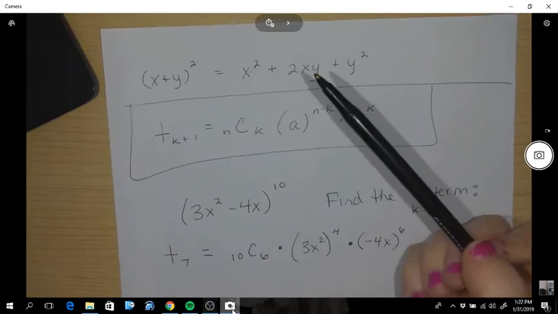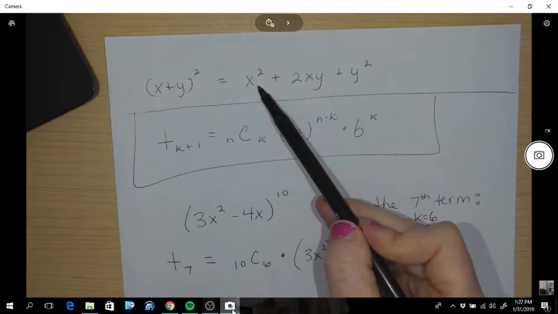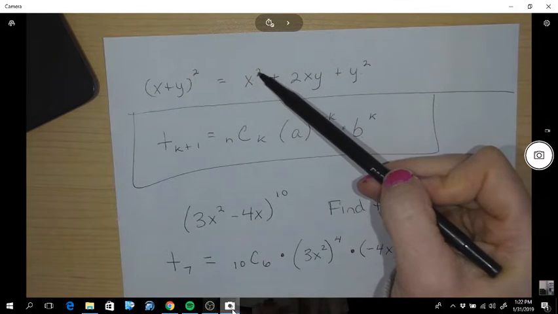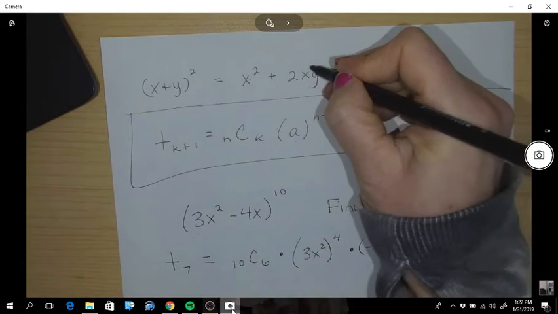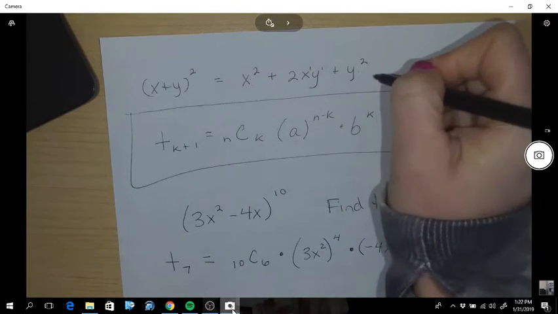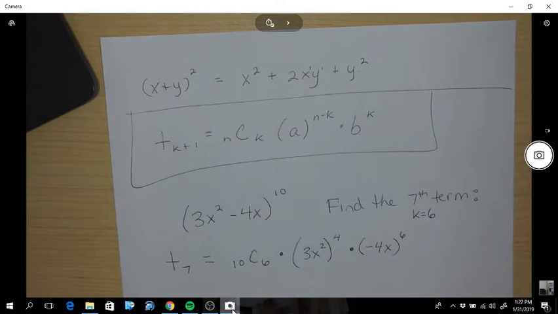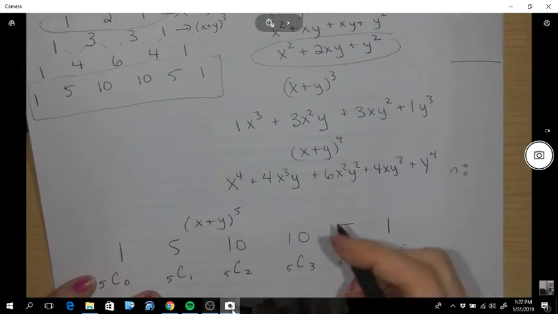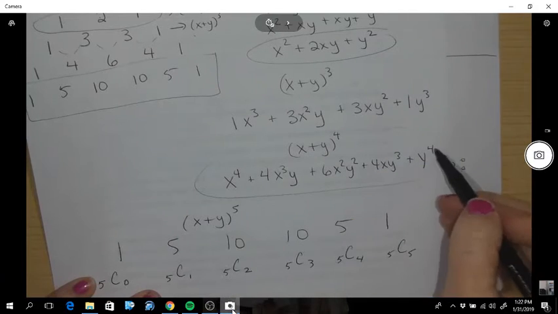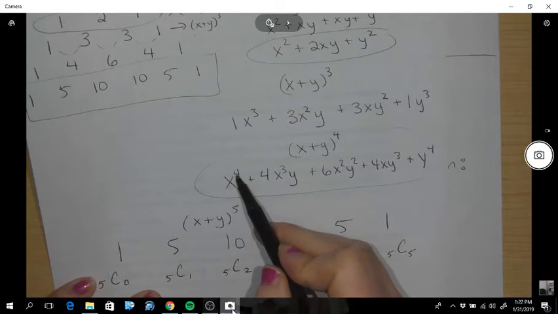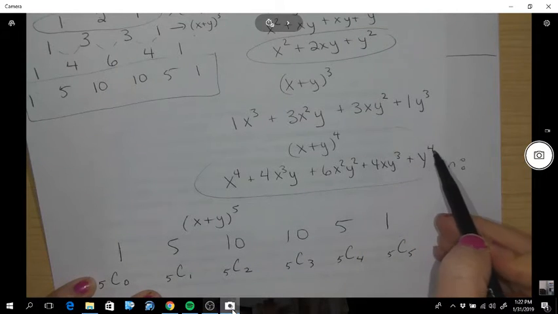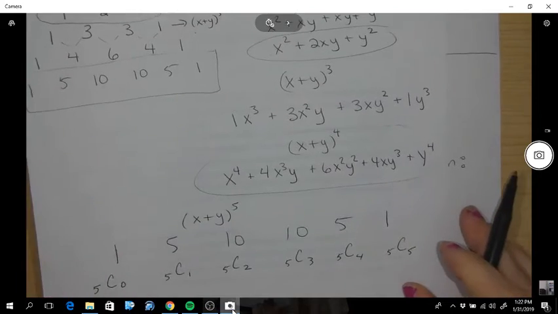Just like in every single term here, this will always add up to an exponent of 2. So this just has a 2. This has a 1 and a 1 on it, so that also adds up to 2. And this term has an exponent of 2. Just like in this previous one, when we expanded this one, we had 4 as an exponent, so this has 4, this has a 3 plus 1, a 2 plus 2, a 1 plus 3, and a 4. So you can see how the exponents always add up to 4.